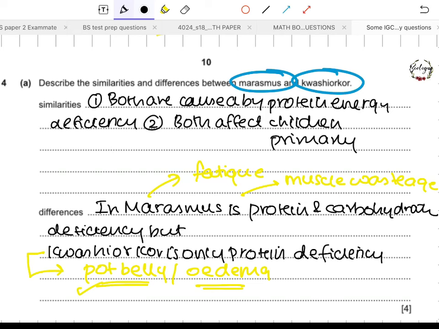So both are caused by protein energy malnutrition or protein energy deficiency. Both affect children primarily. In marasmus, it is both protein and carbohydrate. In kwashiorkor, it is only protein. In marasmus, the symptoms are fatigue and muscle wastage. But in kwashiorkor, it is pot belly and thinness or flakiness of the skin and hair.